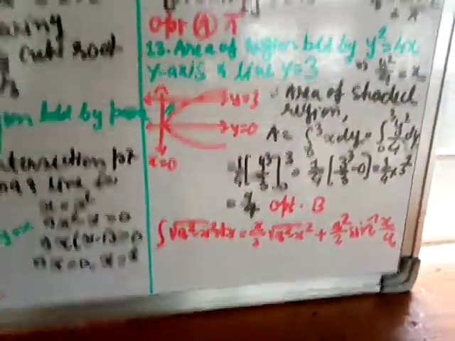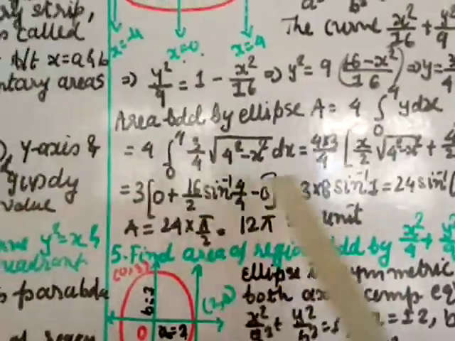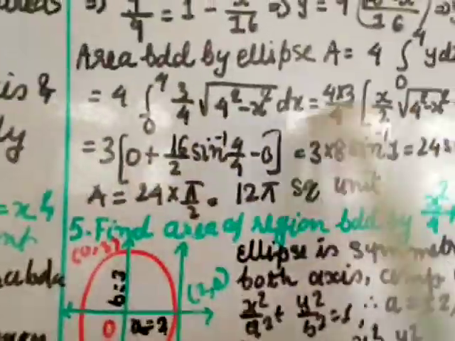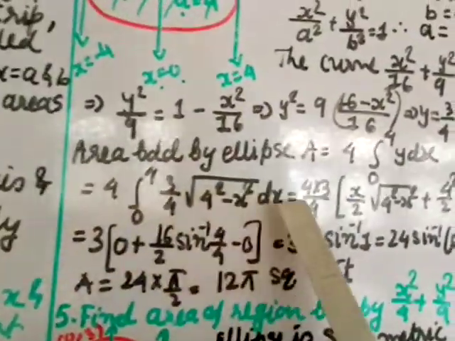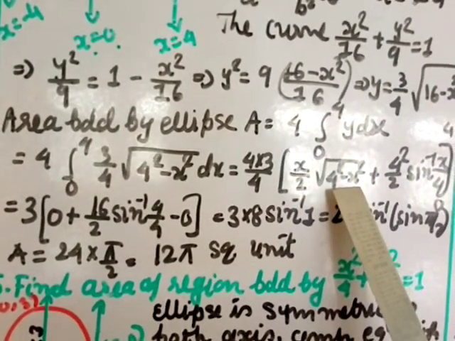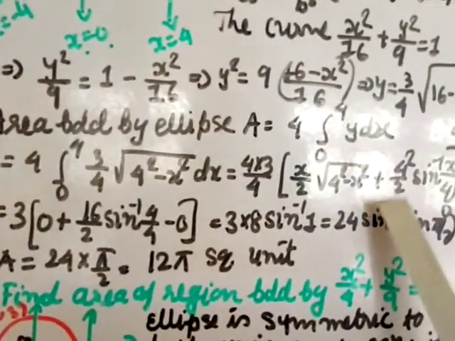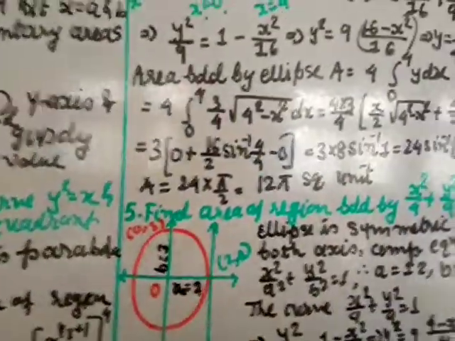Here you can see a square, so a is 4, and x is x. The first part is x by 2 square root of a square minus x square, so x by 2 here, where is my function? Here. Square root of a square minus x square plus a square by 2, where a is my 4, so 4 square by 2 sin inverse x by a. So x is x and a is 4, same identity I am using. Now we have to apply the upper limit and the lower limit.